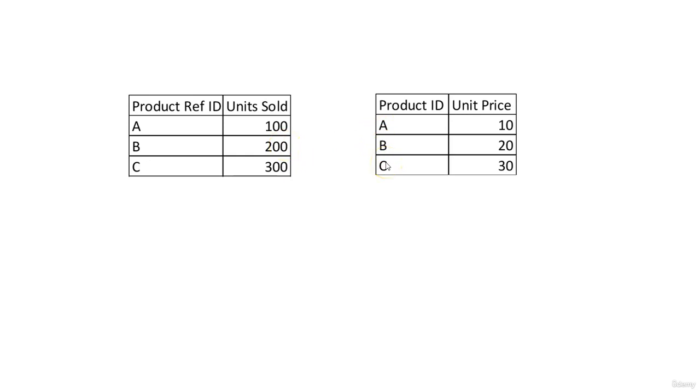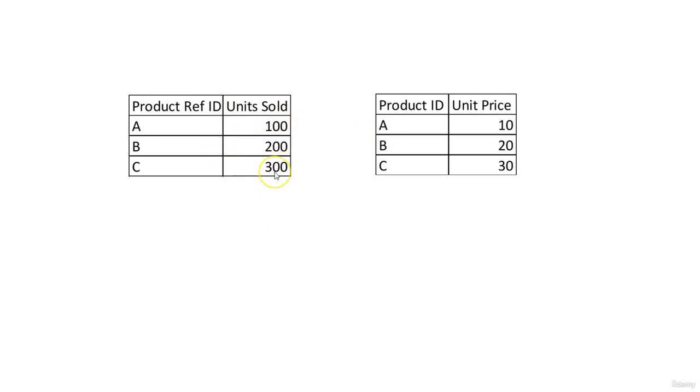So what should I do? What is the revenue? I need to multiply unit price into units sold. It is very simple: 10 into 100, that is 1000. So that is going to be the total sales or revenue. However, how can I do that using Excel? Because now there are only 3 records, so I can do this very easily. I don't need Excel.